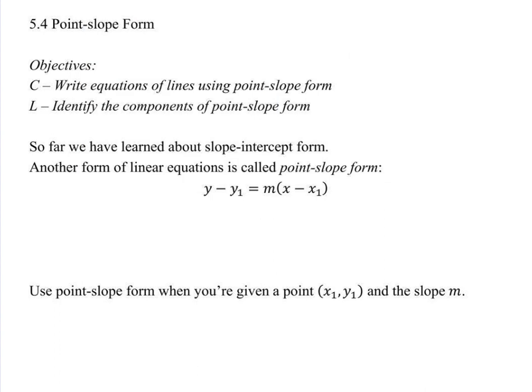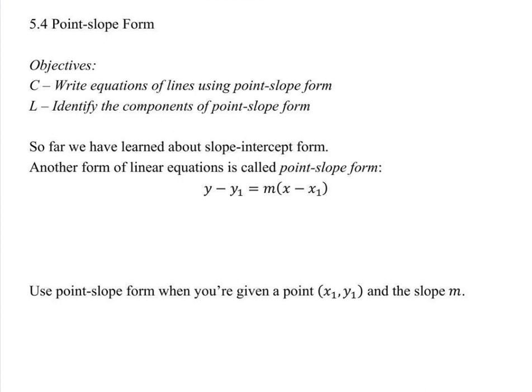Section 4 involves point slope form. So we learned in the last section that we have slope-intercept form, which is y equals mx plus b, which you have to have memorized. Point slope form is another form for linear equations, and it's a really nice one to use once you learn how to use it.